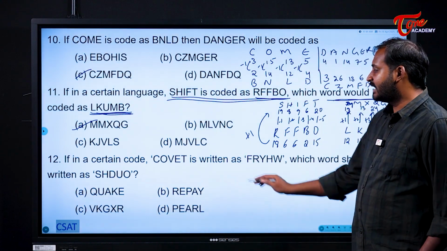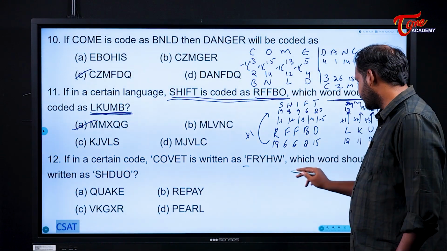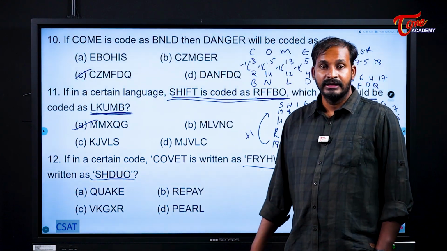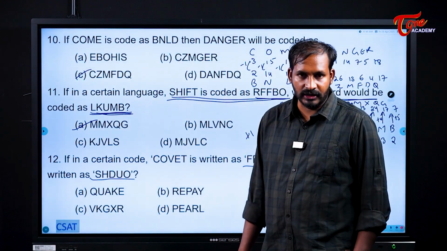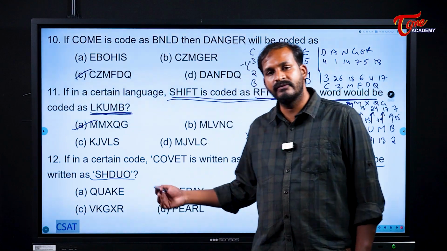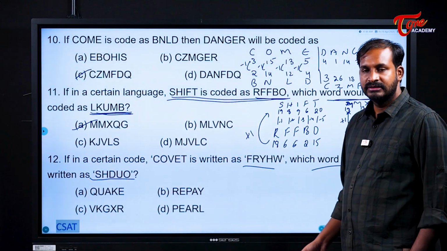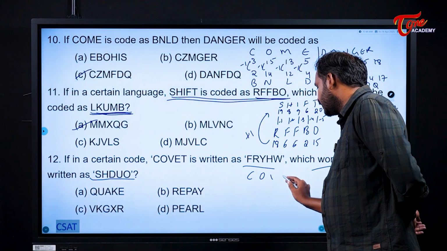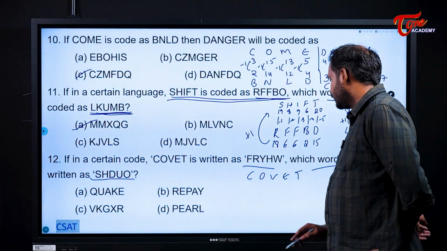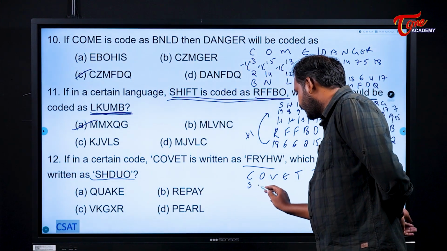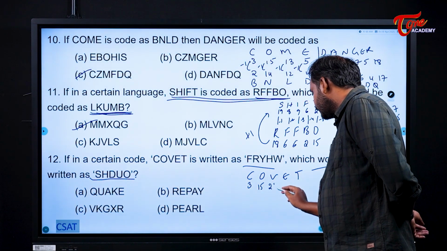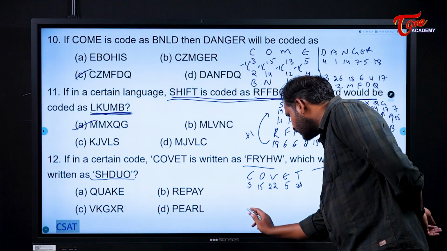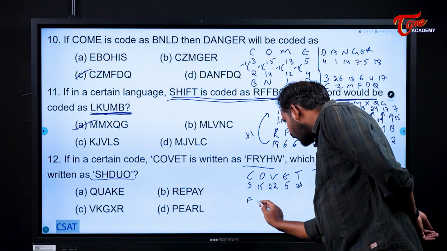Next one. In a certain code, GOVT is written as something like this. Which word should be written as this? That means once again they gave us the code only, and we need to find the word. Pause the video and try to get the answer once. Okay, so now we will see GOVT, COVET. So what is it? 3, 15, 22, 5 and 20. This is coded as what? FRYHW.